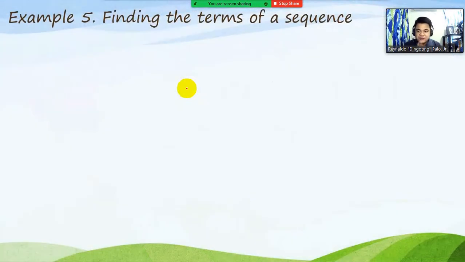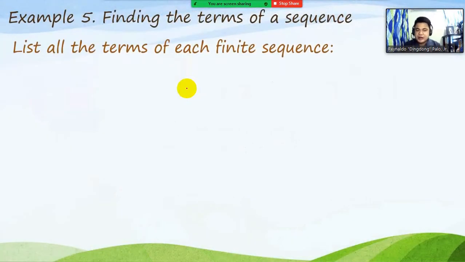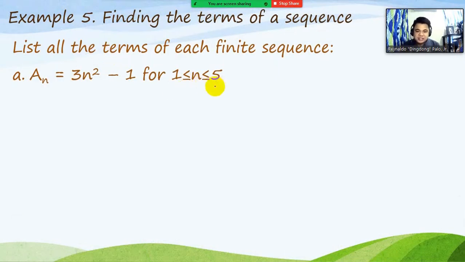So example 5, finding the terms of a sequence. Instruction: list all the terms of each finite sequence. For letter A, we have a sub n equals 3n squared minus 1 for n is at least 1 and n is at most 5. So therefore, we are looking for the first term up to the fifth term. That is the range. Okay?